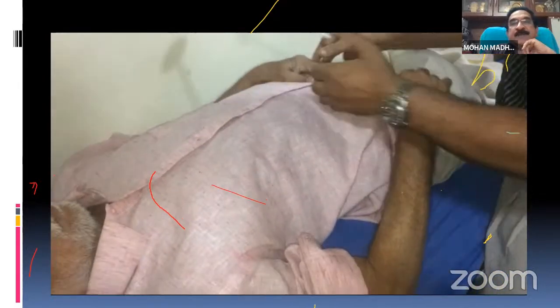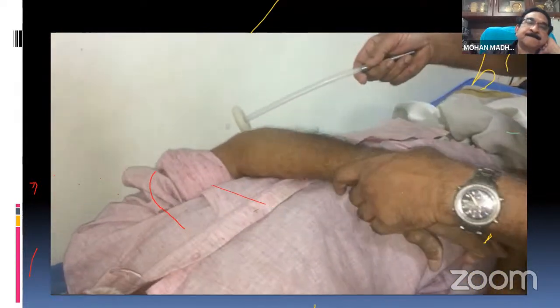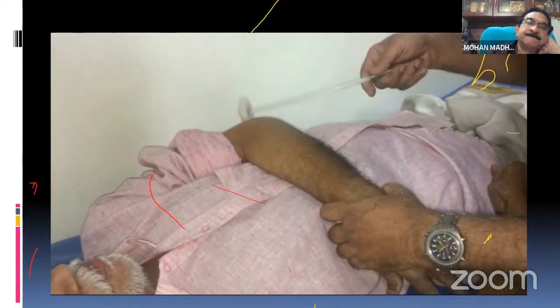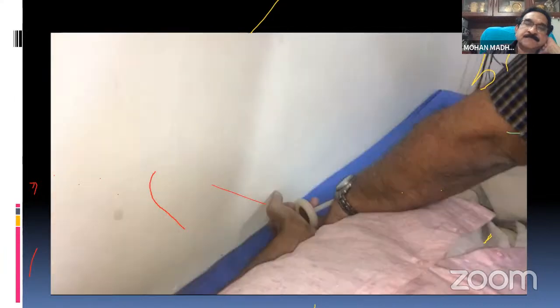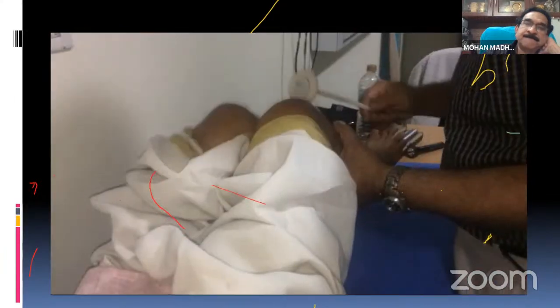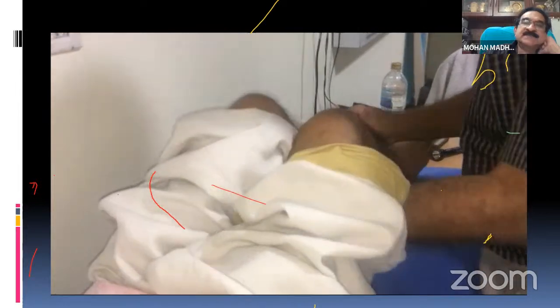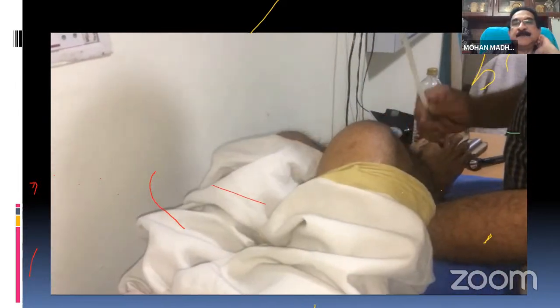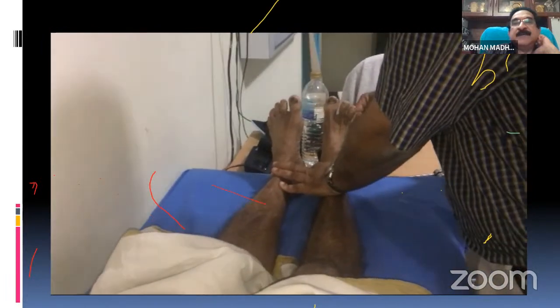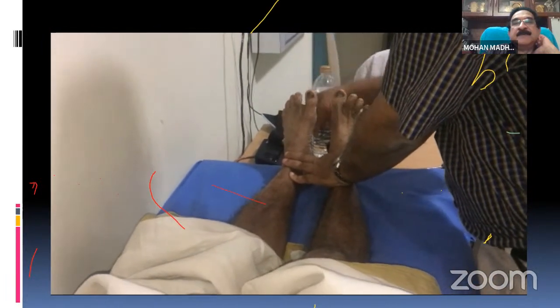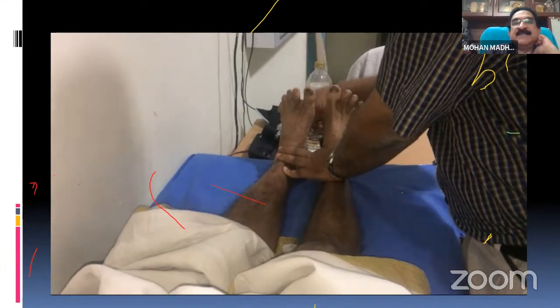The pressing is absent in the upper limb. Left side it is absent. Bilateral. Plantar is subgoing on the left side.